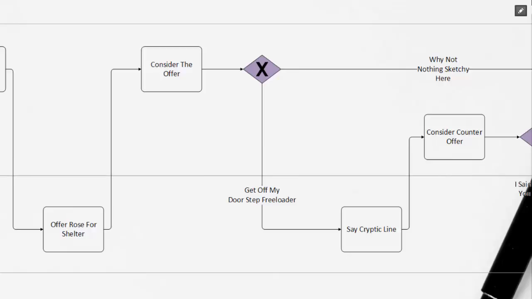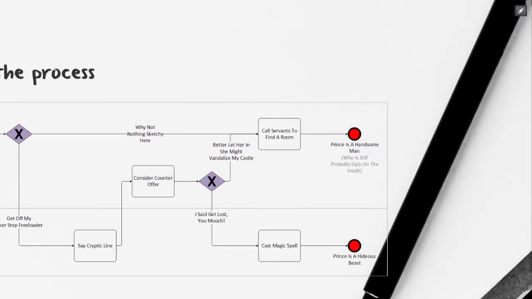Following this path that did not happen in the movie, we could make an assumption as to what the next task might be. The prince may call for his servants to find a room for the old beggar, and then we could assume that the ending would have been that the prince remained a handsome man, who was probably still very ugly on the inside, as we wouldn't have had Beauty and the Beast to tell us the story about how inner beauty matters more than physical beauty.